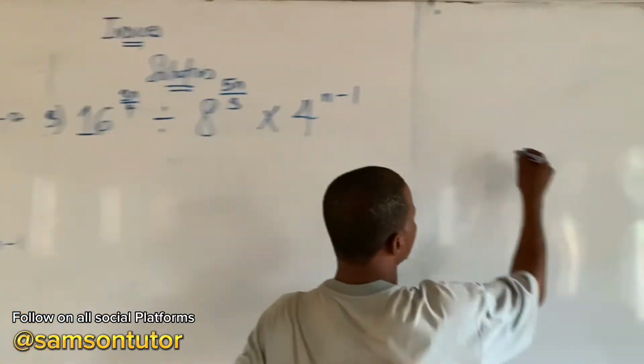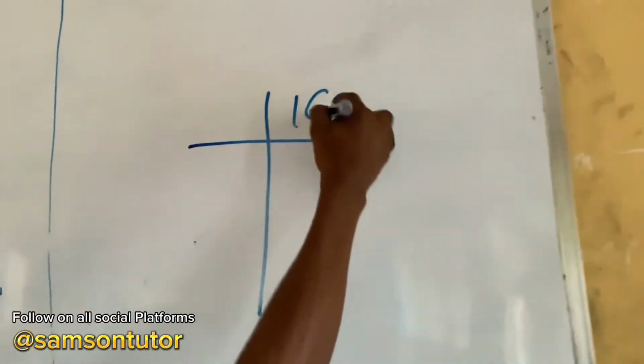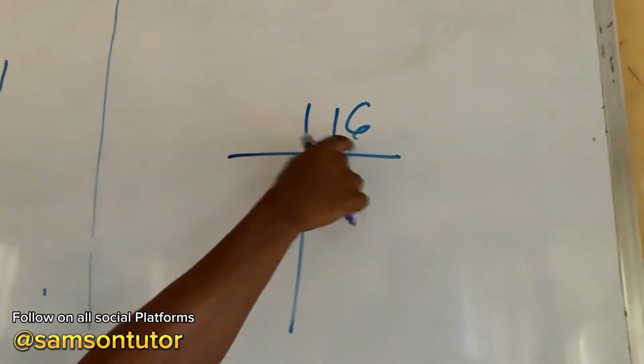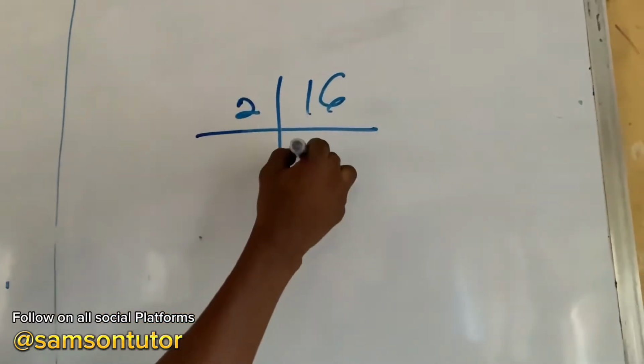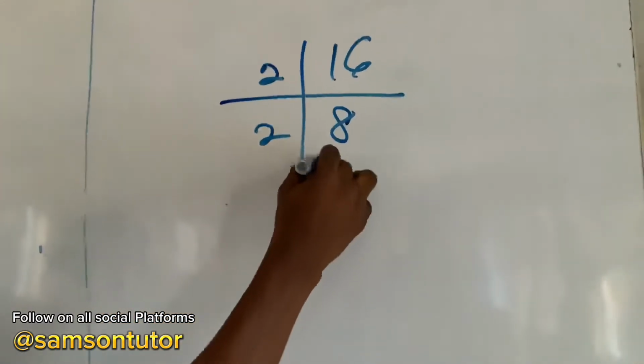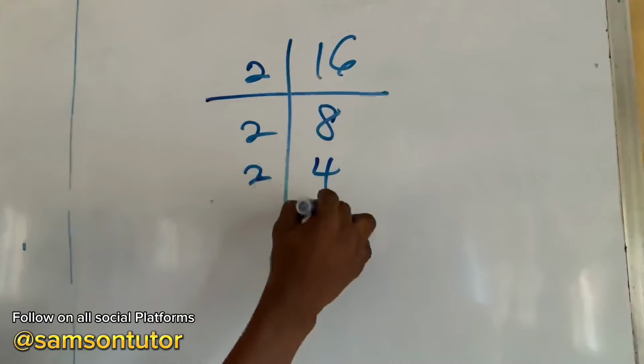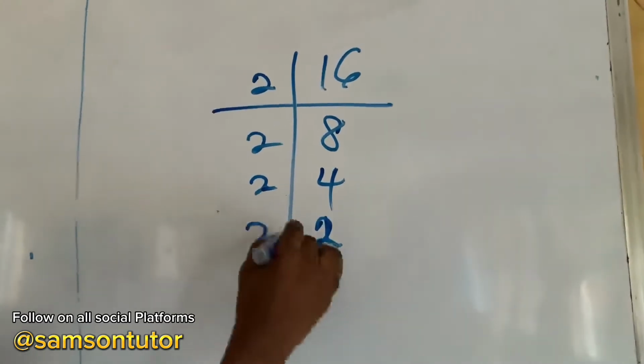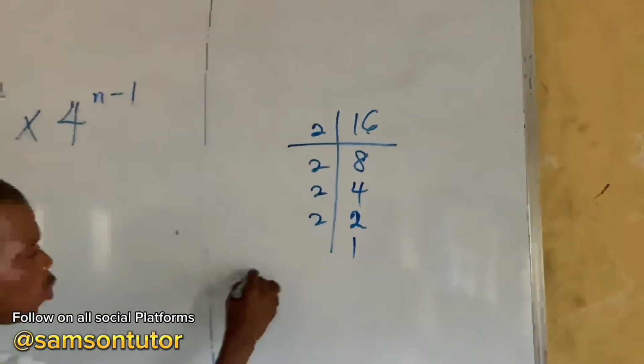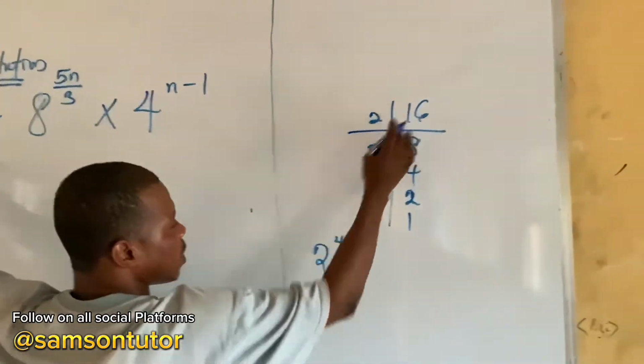Now in this instance, look at it. 16 first. We are taking it for 16. What can go into 16 without remainder? 2 can go. 2 in 16 will give us 8. 2 in 8 will give us 4. 2 in 4 will give us 2. 2 in 2 will give us 1. So how many 2 do you have? We have 2 raised to power 4. That's for 16.